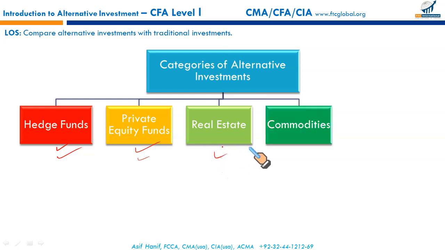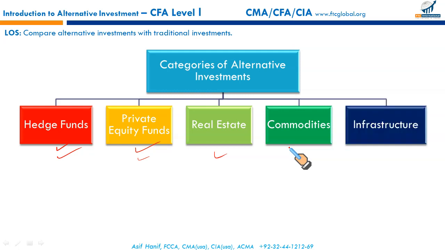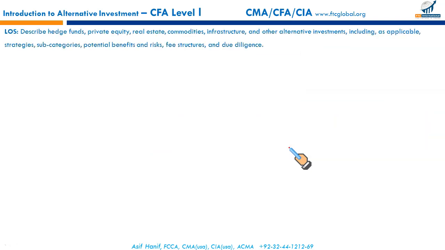Then commodities. Investments in commodities are investments in physical goods such as oil, metals, agricultural products, along with their underlying securities such as forwards and futures. And then finally we have infrastructure. When we say infrastructure, we are talking about roads, dams, bridges, and so on and so forth. So we will discuss these briefly one by one as we go along.